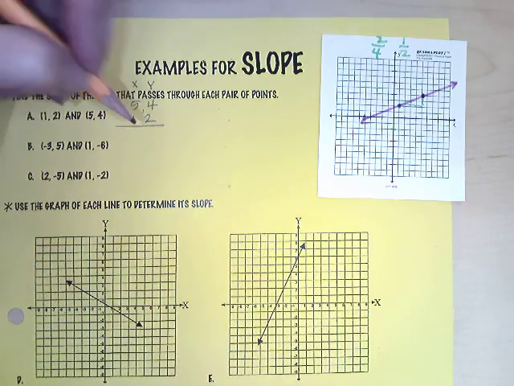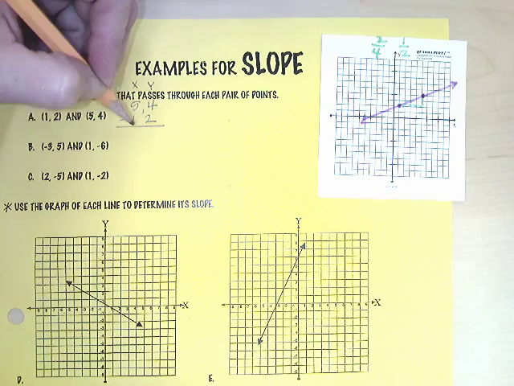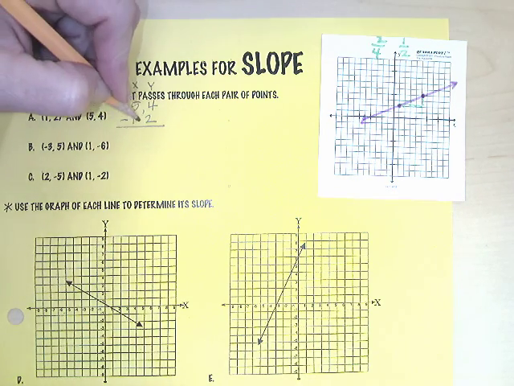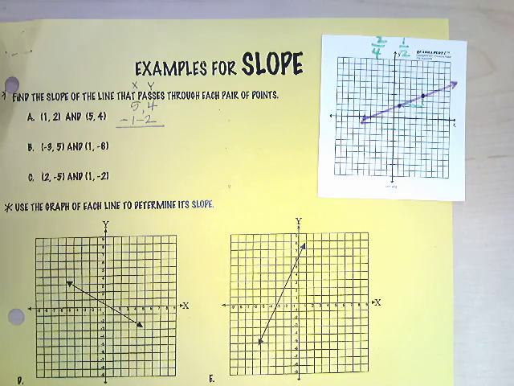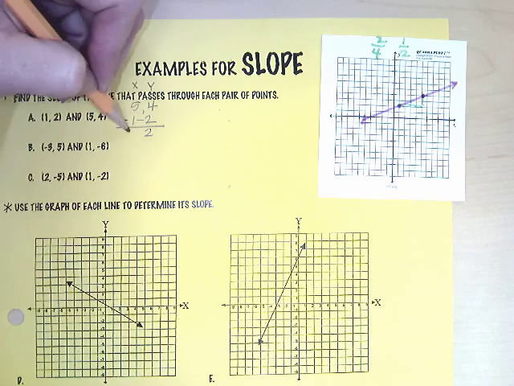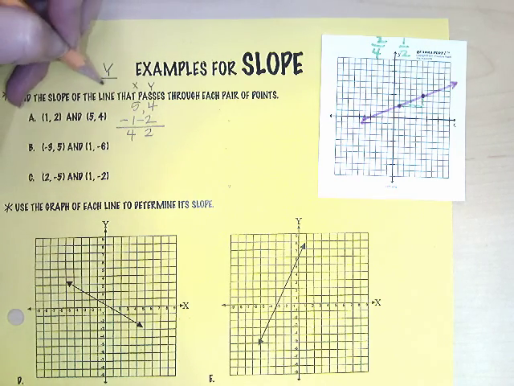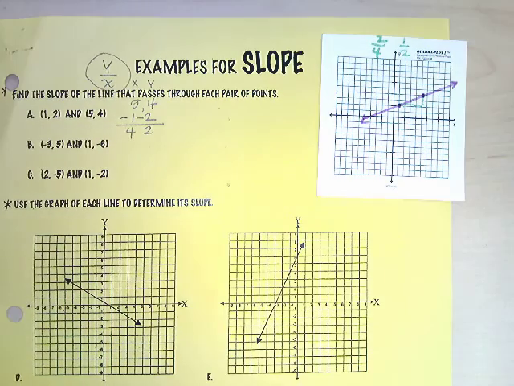So what you want to do is take the second set and change their signs. We're taking the difference. That was positive for us, so we're going to make it negative. That was positive, so we're going to make it negative. 4 minus 2 is 2, and 5 minus 1 is 4. When you're doing slope, you always put Y over X. Circle that, memorize it, love it.